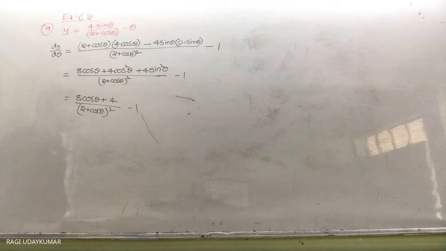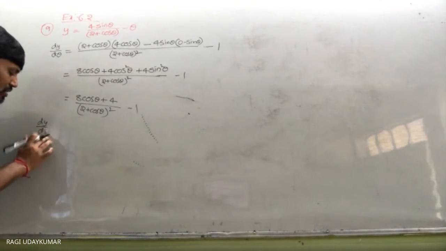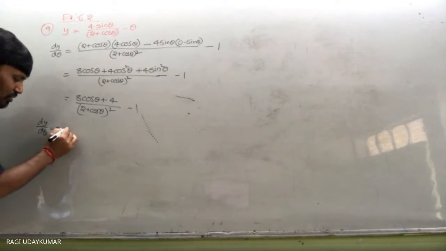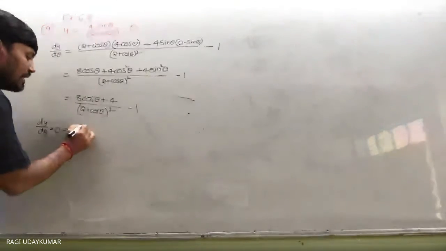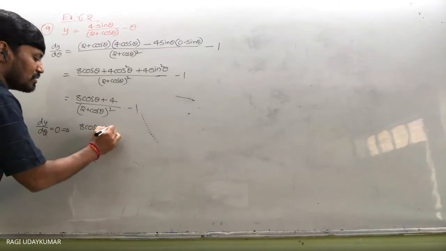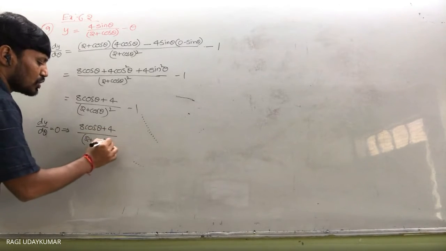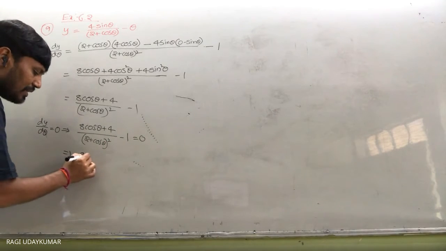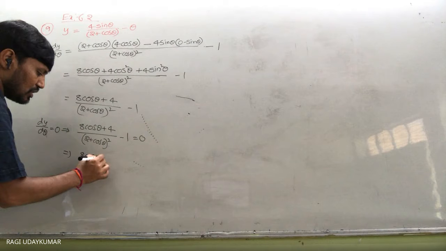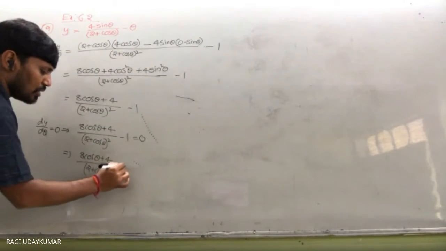Now dy by d theta is equals to 0. I am also habituated like that. What do you get here? 8 cos theta plus 4 divided by 2 plus cos theta whole square, minus 1 is equals to 0. From this what do you get here? 8 cos theta plus 4 by 2 plus cos theta whole square is equals to 1.